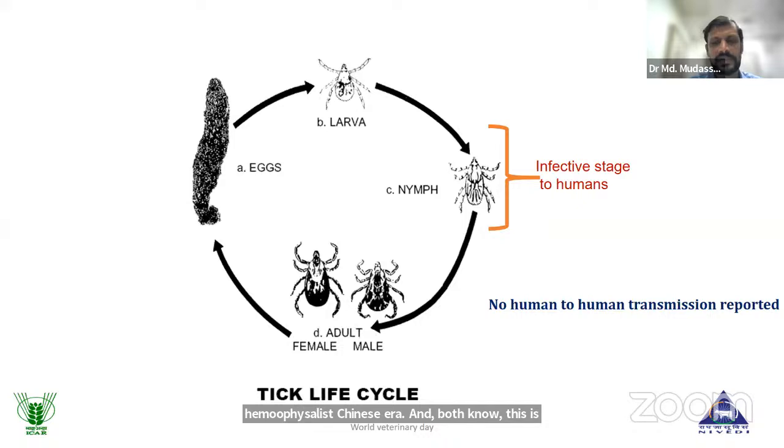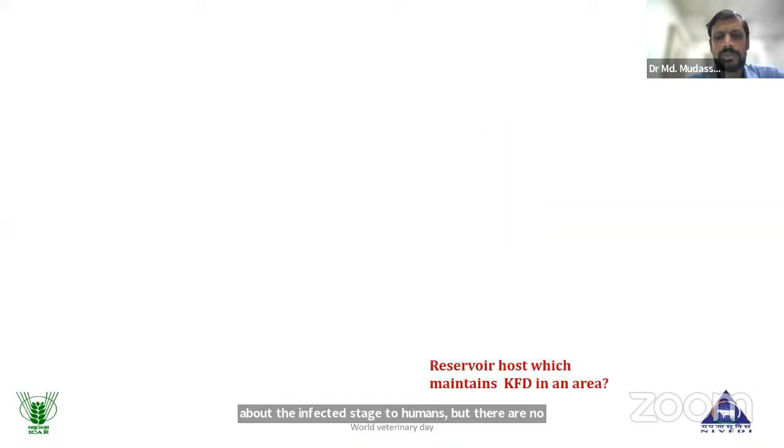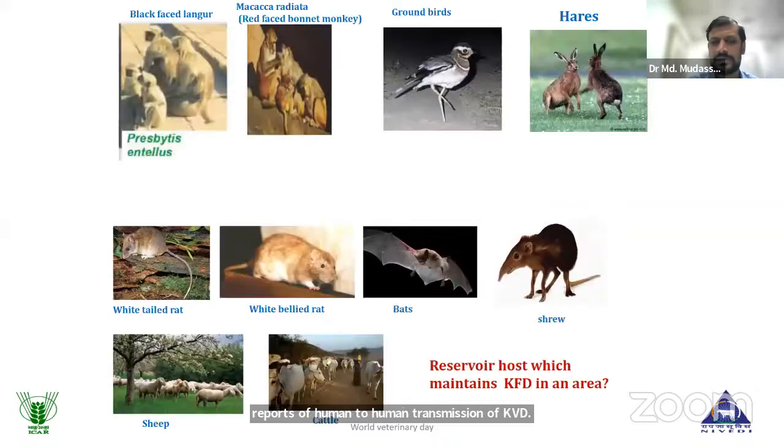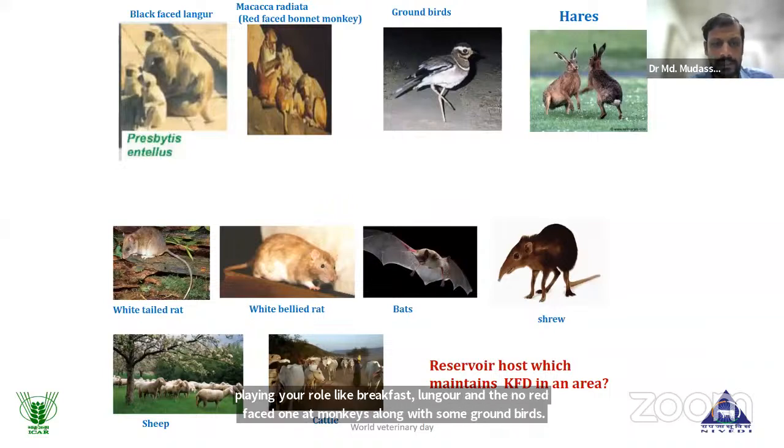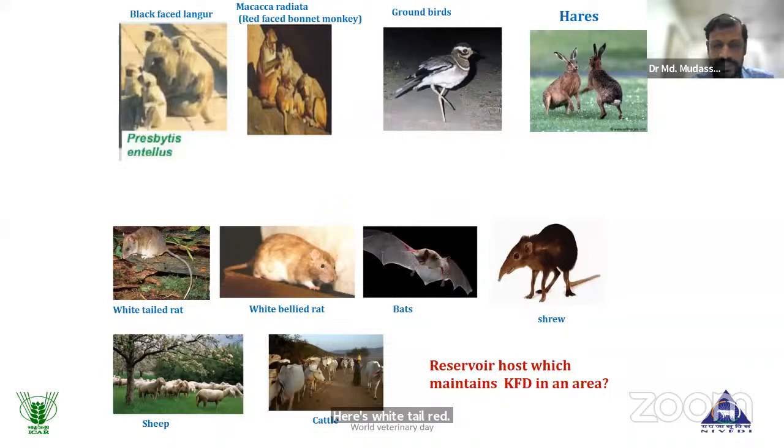If you see the tick image, I was talking about the infective stage to humans, but there are no reports of human to human transmission of KFD. There are many reservoir hosts, they say, still not identified, but they have said that two species of monkeys which also get affected by the disease might be playing a role, like black-faced langur and red-faced bonnet monkeys, along with some ground birds, hares, white-tailed rat, bats, shrews, and domestic animals like cattle and sheep. So these are all very important things to remember when trying to understand a disease like KFD.